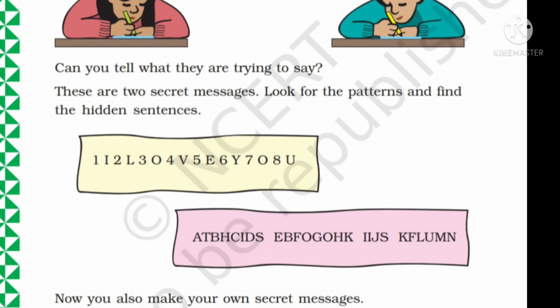Look for the patterns and find the hidden messages. So the first one is 1 I, 2 L, 3 O, 4 V. So what will we do? We'll cut all the numbers and we will read it as I love you. Next, ATBHCIDS. What is that?